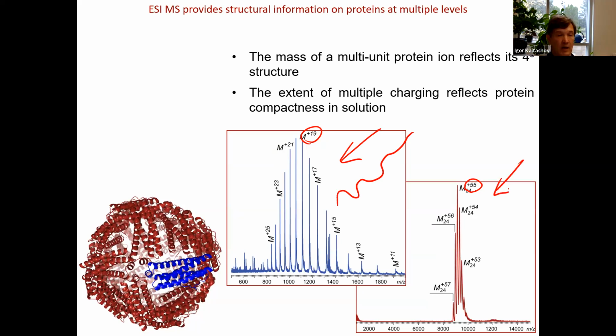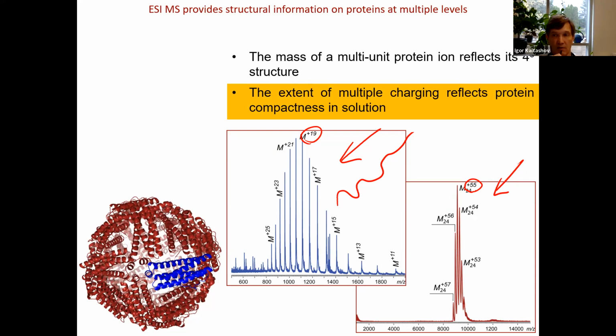Here, we are making our measurements under near native conditions. So the protein is fairly compact. All units are folded, and they are assembled in this large quaternary structure, right? And so that gives you much less room to put charges, okay? And so therefore, you're not seeing the increase in the extent of multiple charging that would be congruent to the increase in mass, right? So, this is what I want to highlight and discuss in the next few slides.